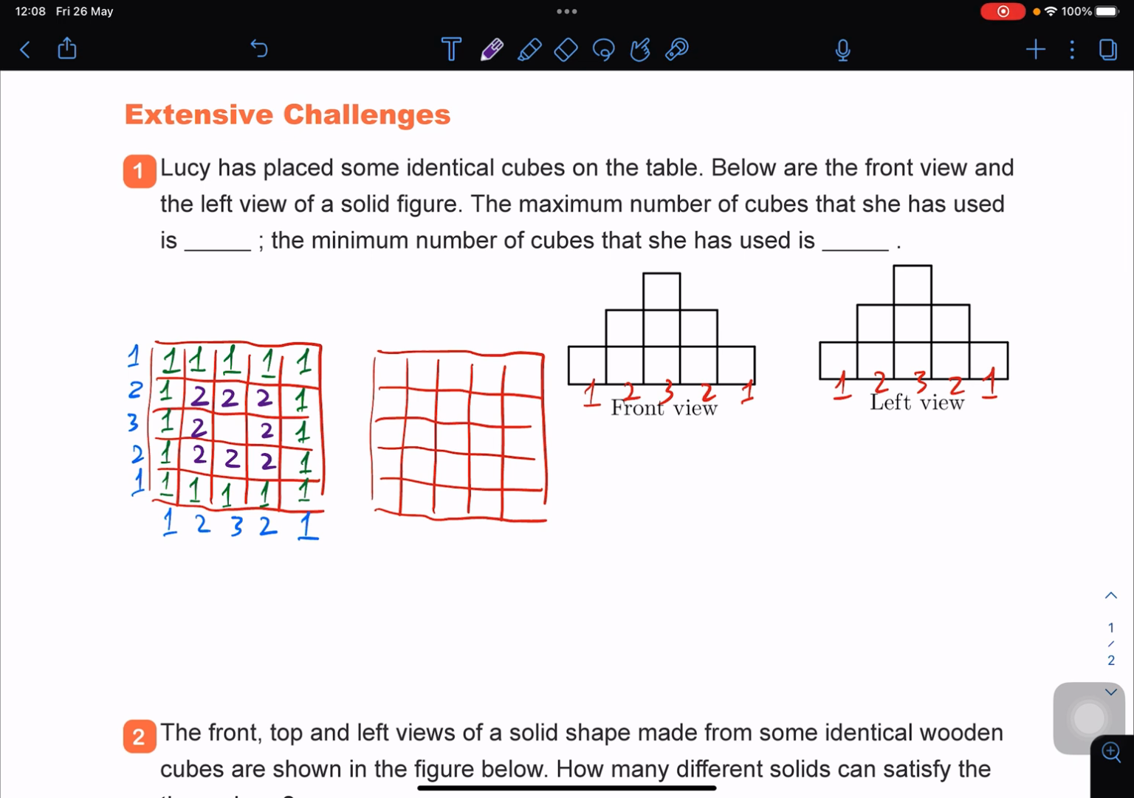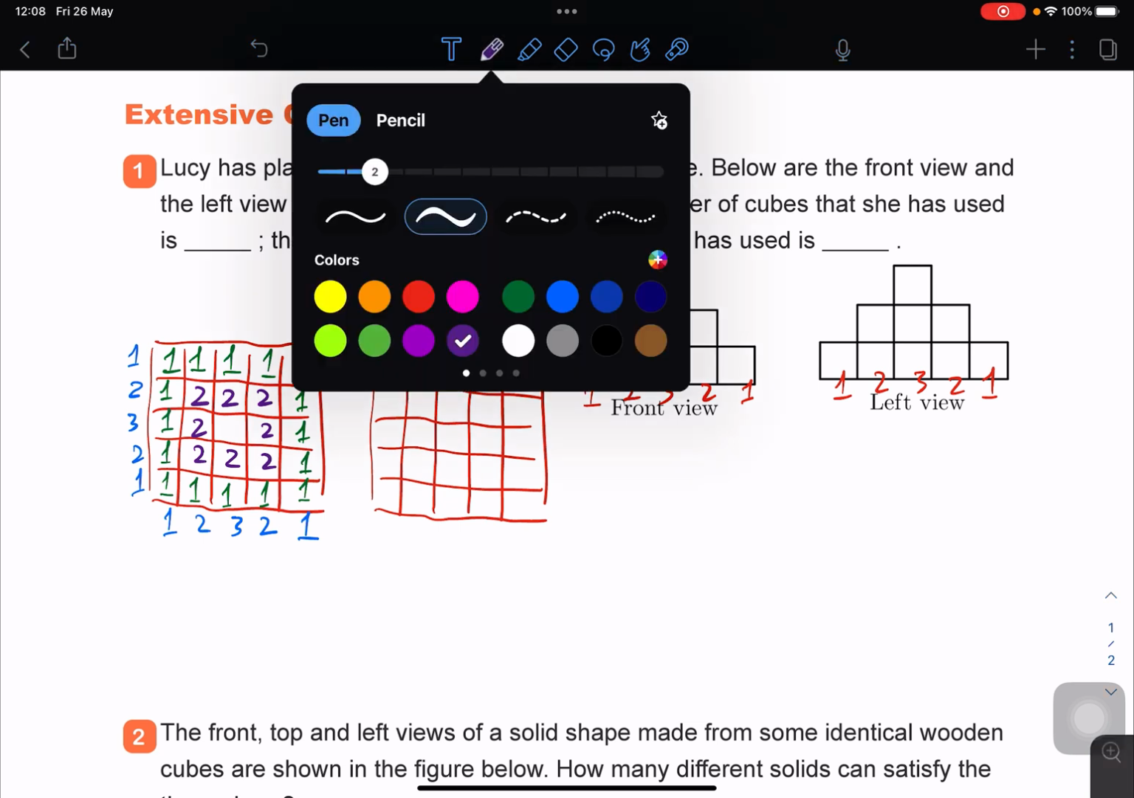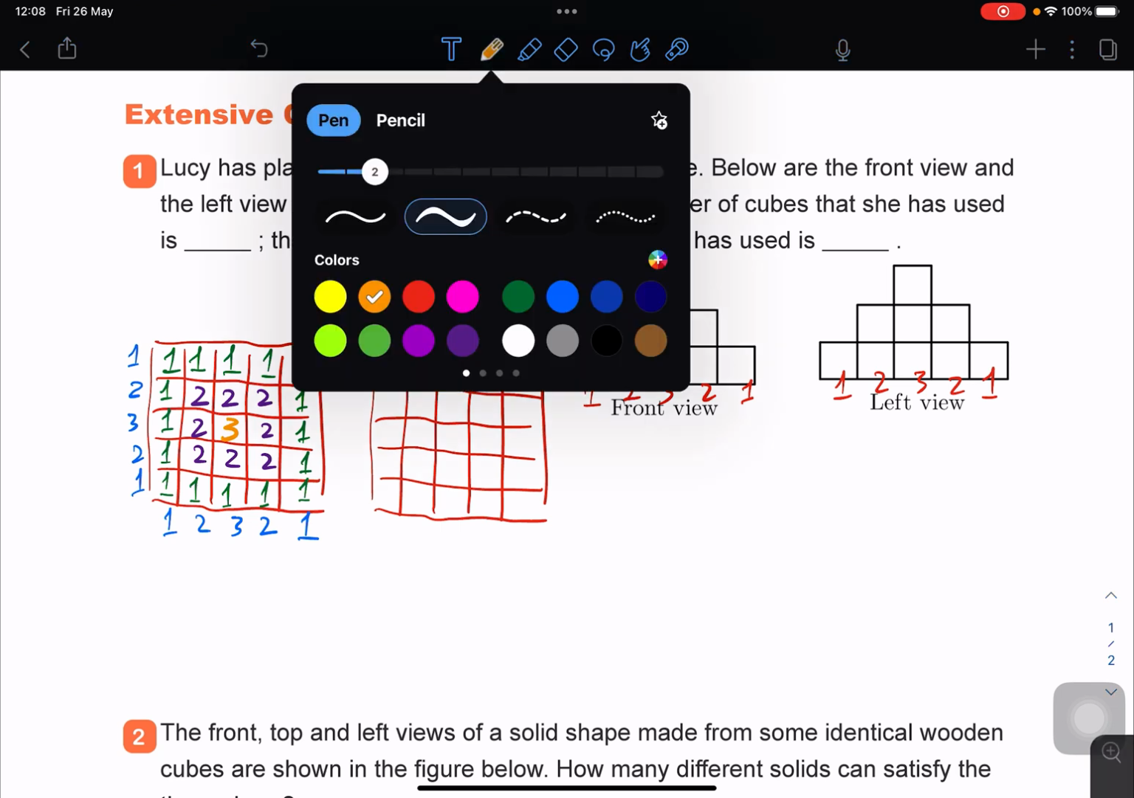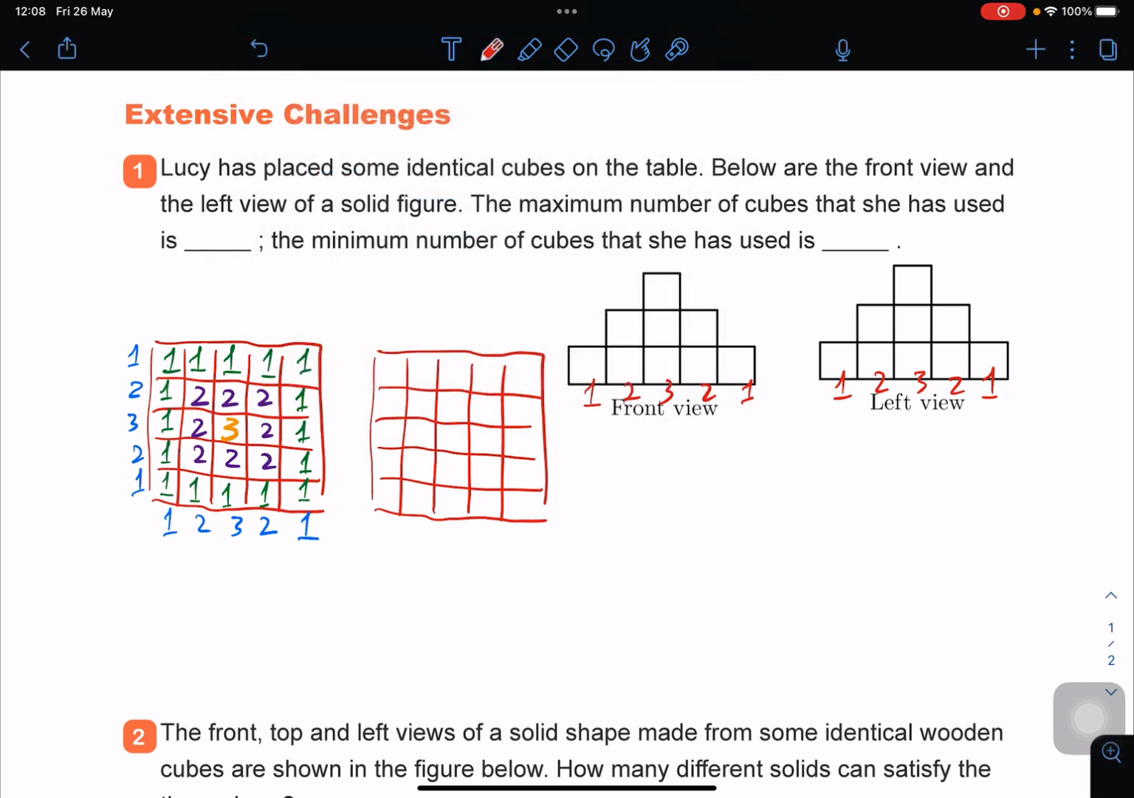None of these regions is blocked by both the left and the front views. So that's the reason why we can't just put, for example, a 2 there, because all of them are going to be exposed to the ones, right? So each row and column around the edge is going to be exposed to the 1 rows or the 1 columns. And then in the center, we can put a 3 there. That's the only place that we can put a 3 at. So that's going to be the maximum arrangement.